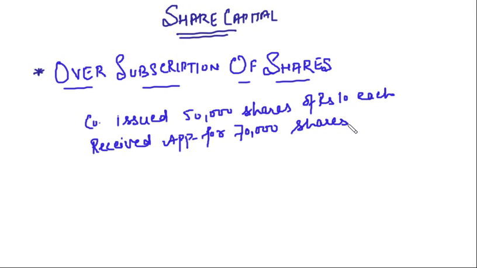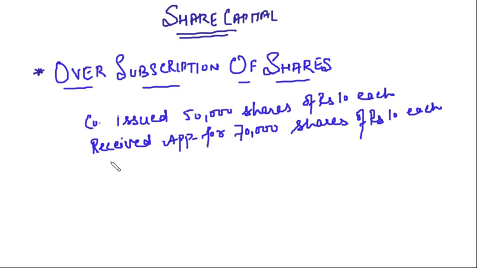Right? The company has only 50,000 shares. The company has issued only 50,000 shares, but they received applications for 70,000 shares of rupees 10 each. Now, with the 70,000 shares, they have received application money also. What to do with the excess application money? Because what is the amount required? 5 lakh. What you have received? 7 lakh. Now what to do with that excess 2 lakh?